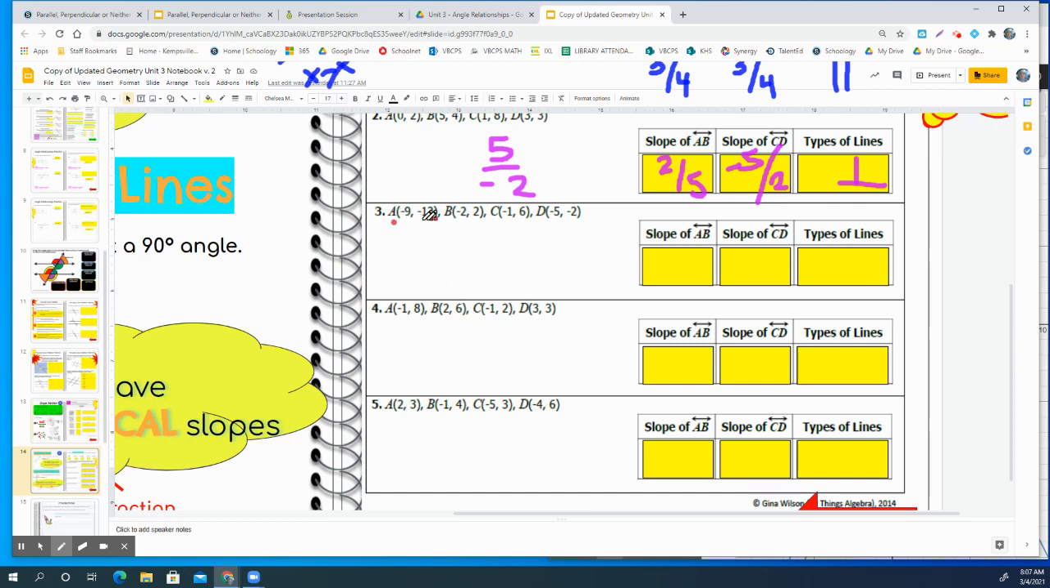What do we get for A and B? Anybody got it yet? -12 minus 2 is -14. And then -9 minus -2 is going to be -7. What does that reduce to? Am I going too fast? Okay, I'll slow down.